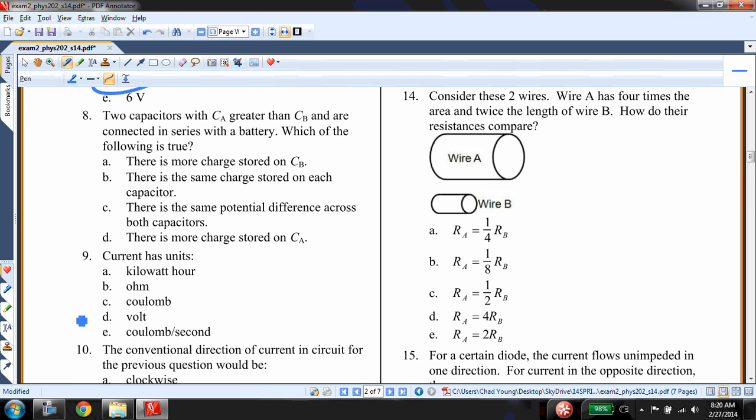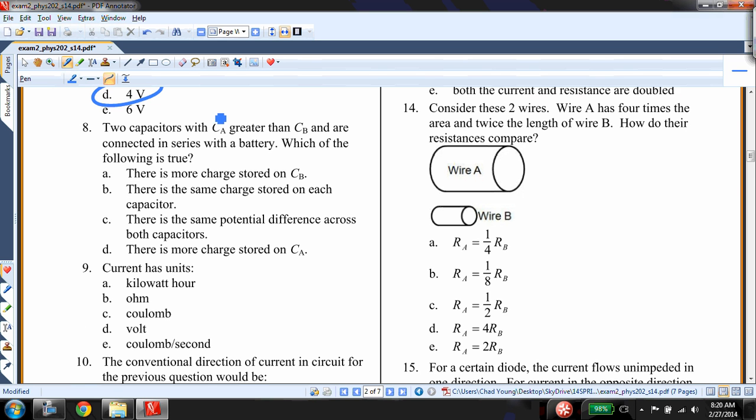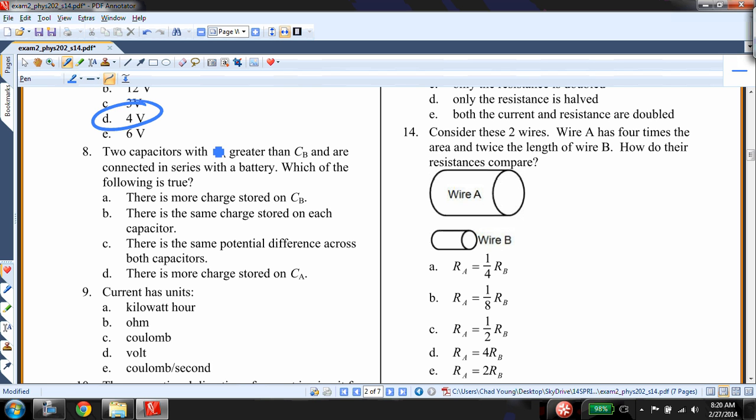Okay, so I know that they have the same charge. I also know, I'm just going to write this, we'll see if it's in the answers, that since CA is greater than CB, just like in the previous question, I'm going to have a smaller potential. So VA is less than VB. And let's see how that comes up.